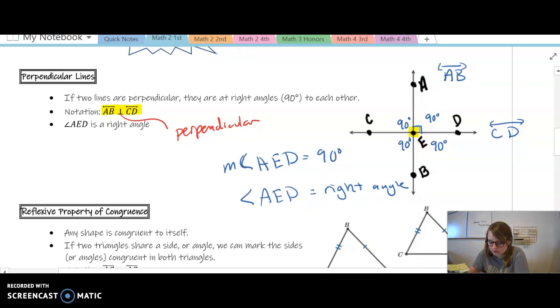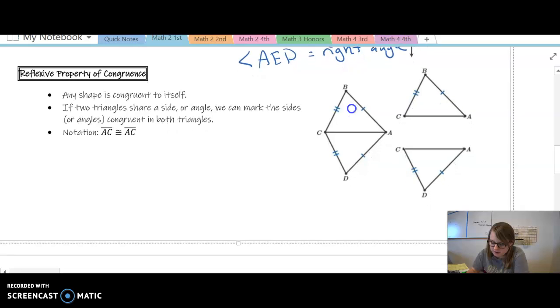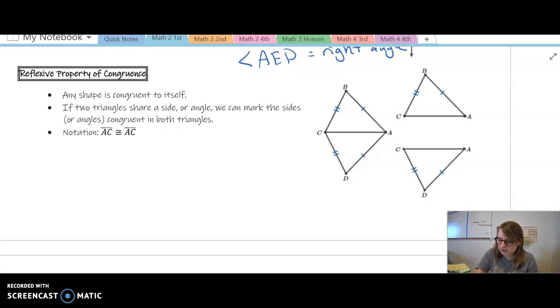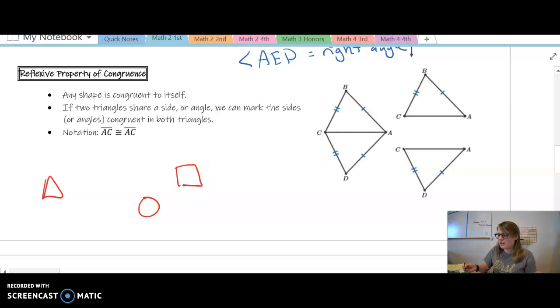Okay, so let's move on to reflexive property of congruence. So any shape is congruent to itself. This triangle here is congruent to itself. This circle right here is congruent to itself. This square right here is congruent to itself. I know it's kind of silly, but we actually have a wonderful name for it. It's called the reflexive property.